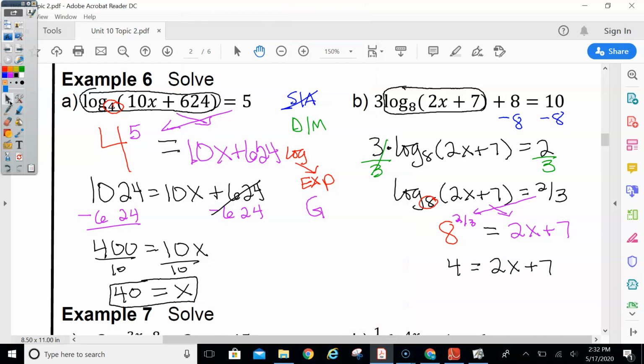So I'm not going to do all the intermediate steps because I'm going to run out of room. So I'm going to subtract 7. When I subtract 7, I get -3 equals 2x. So minus 7, 4 minus 7 is -3. Divided by 2, x is -3/2.